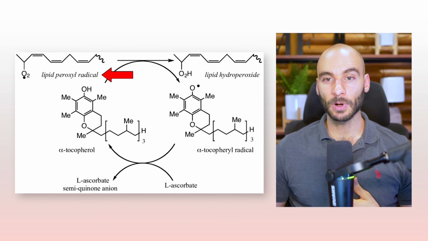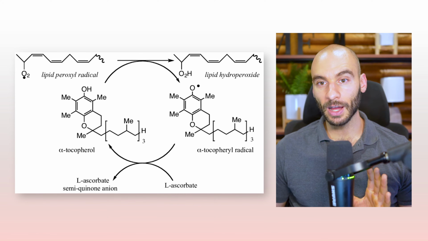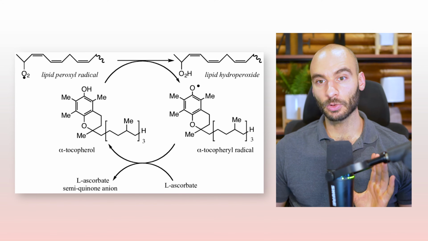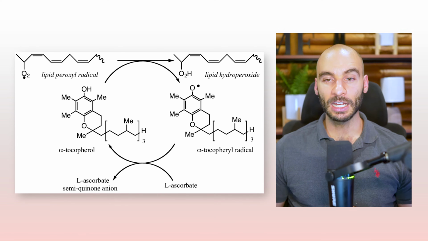And we have a graphic here that shows this. So you have a lipid peroxyl radical. It interacts with vitamin E. You get a lipid hydroperoxide, which basically nullifies this product here. It's still not great, but at the same time, it's not going to keep driving the lipid peroxidation. And then the vitamin E gets recycled by the vitamin C. This is how vitamin E is protecting against lipid peroxidation.